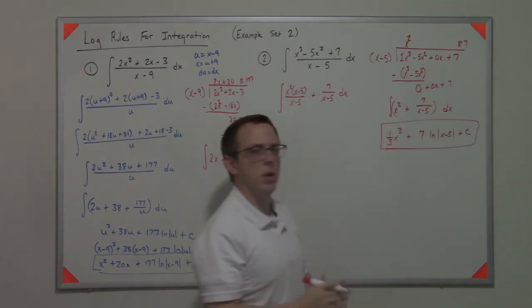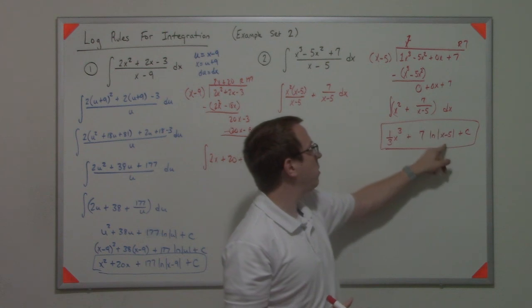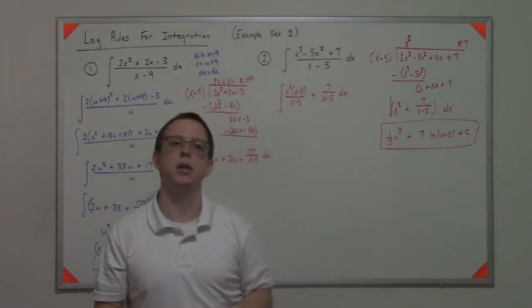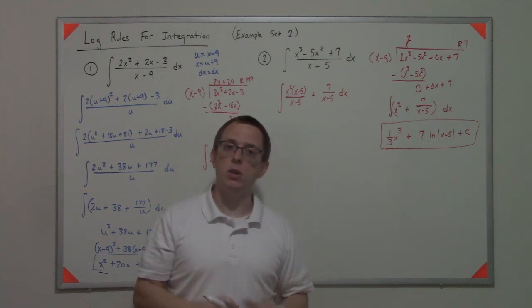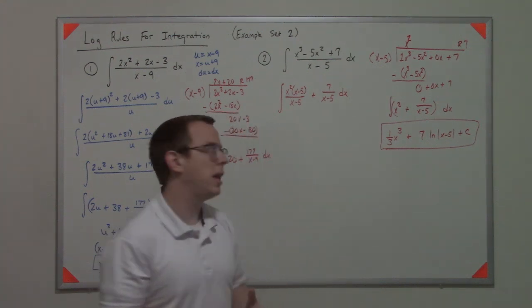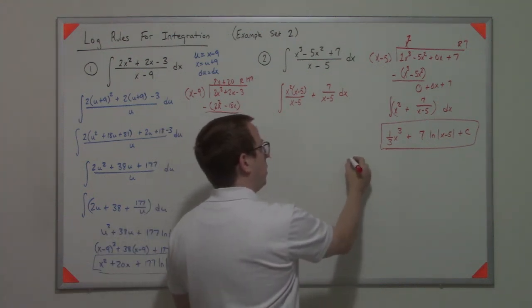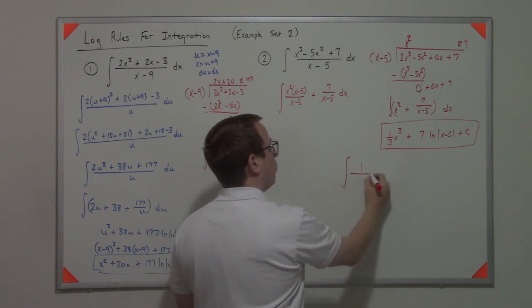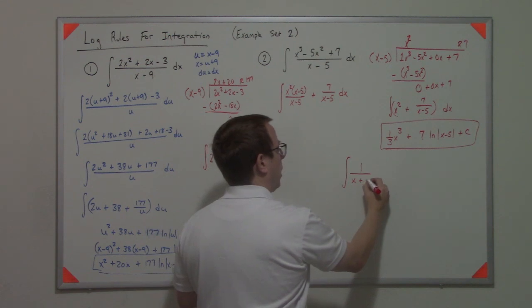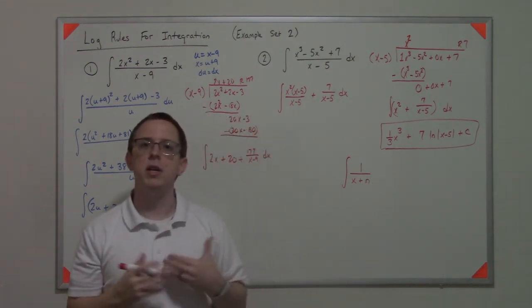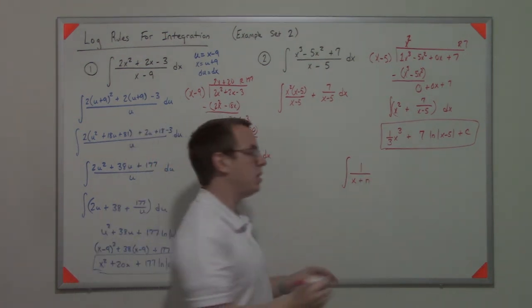I skipped a step here. I went straight from here to here. Why could I do that? Well, A, it's because I've done this a bunch. But B, there's a pretty simple rule. Let's say I have the integral of 1 over x plus a number. It could be any number, and it could also be a negative number, so it could be x minus n. It doesn't matter.